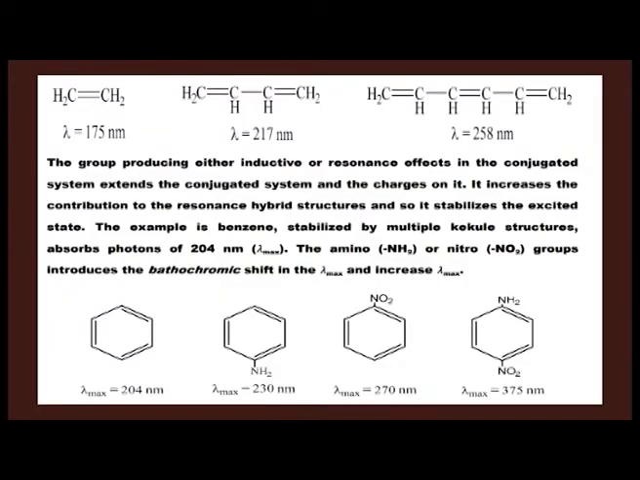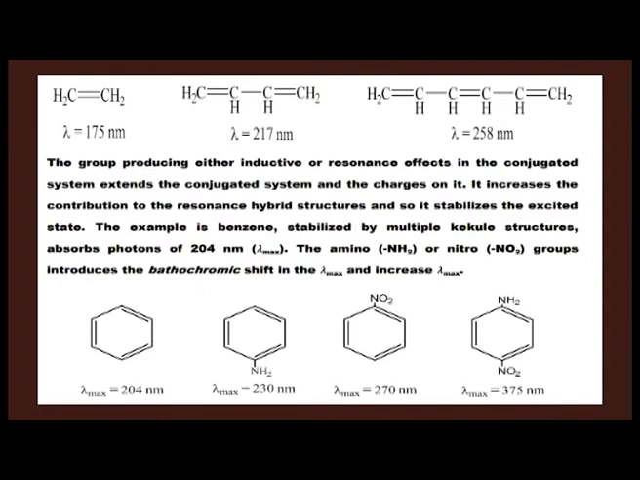The extended system with conjugation results in a smaller energy difference between ground and excited state. Thus, photons of longer wavelength are absorbed. For example, a group producing either an inductive or resonance effect in the conjugated system extends the conjugation and the charges on it. It increases the contribution to the resonance hybrid structure, and so it stabilizes the excited state.